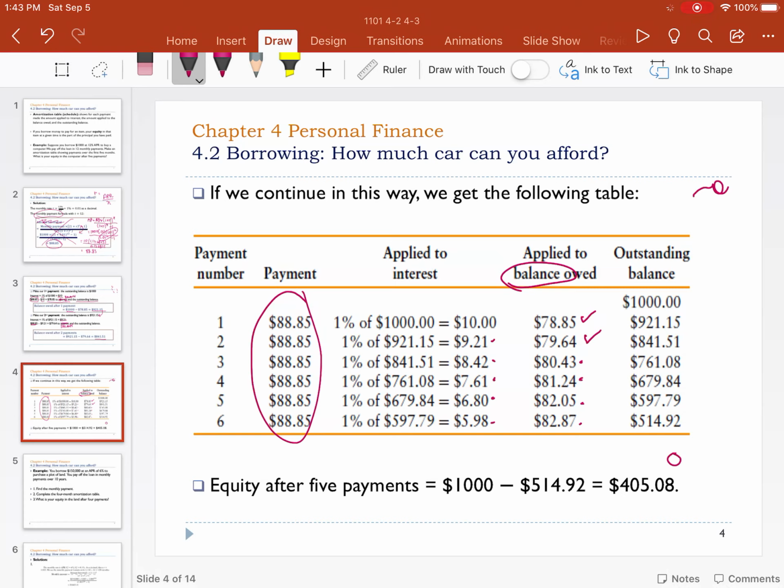But the original question was, after 5 payments, what's the equity? Well, what we have to do here is do a subtraction. This is after 5 payments. Actually, after 6 payments, I suppose. Yeah, this is another mistake.